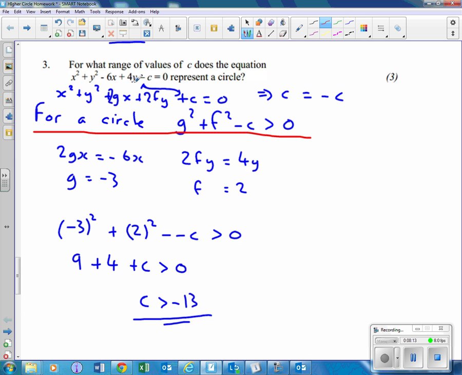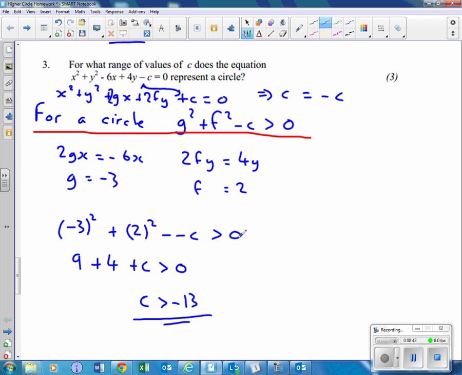So find out what g and f are. So g is negative 3, f is 2. So here's our general equation. Here we have plus c, here we have minus c. So our value here of c is minus c rather than plus c. So substituting in minus 3 squared plus 2 squared minus c. Again, it says plus c, but that's minus c, so we need to substitute in minus c.